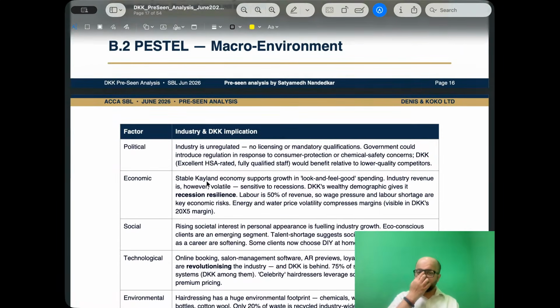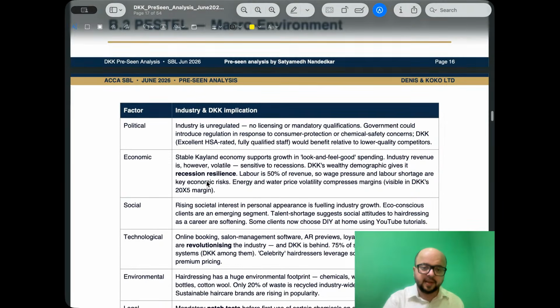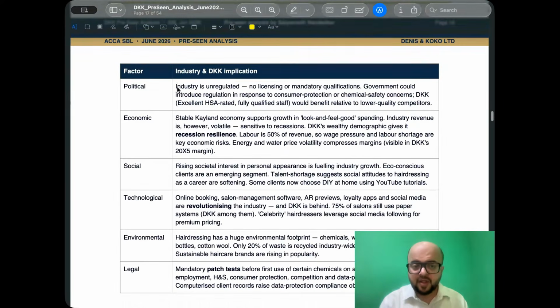Now, analyzing this industry and this company using the PESTEL model. What is PESTEL? Political, economic, social, technological, environmental, and legal. From a political perspective, the industry is unregulated, no licensing or mandatory qualification. Government would introduce regulation in response to consumer protection or chemical safety concern.